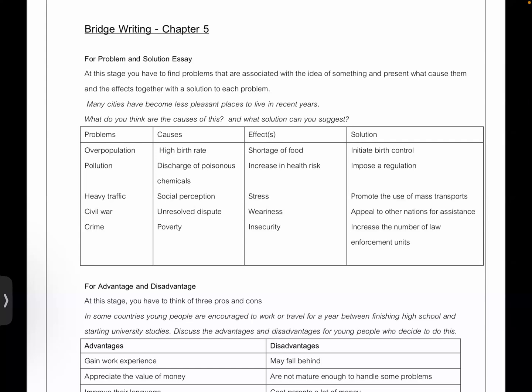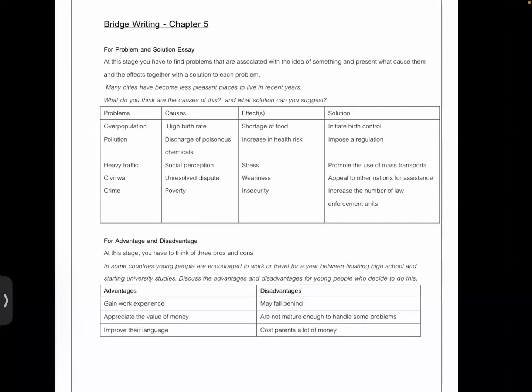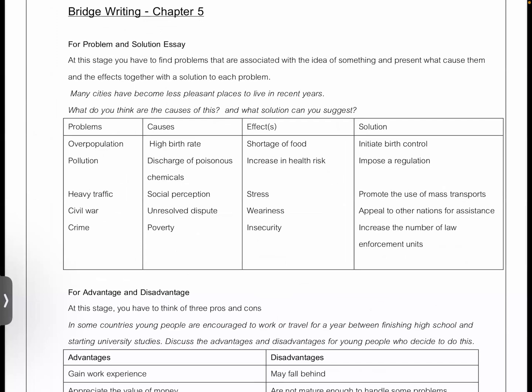Okay. So let's have a look at the question here. It says many cities have become less pleasant places to live in recent years. What do you think are the causes of this, and what solutions can you suggest? Okay, so clearly, the question wants you to think about the causes that contribute to some cities being not very pleasant to live in. So there have to be some problems, right? Otherwise the city cannot be unpleasant to live in. There must be some problems in those cities.